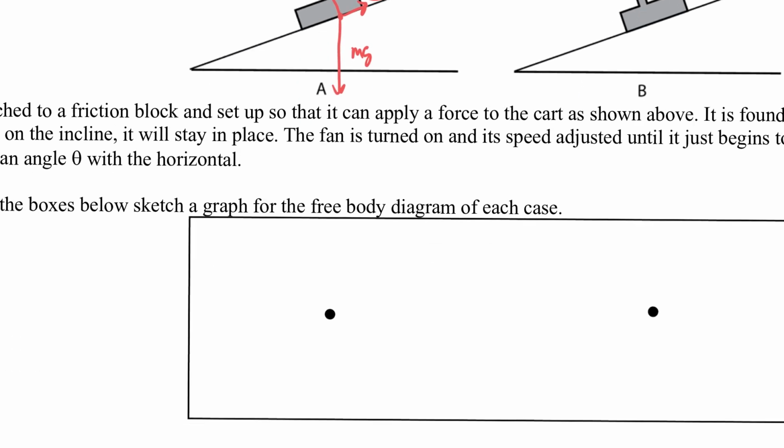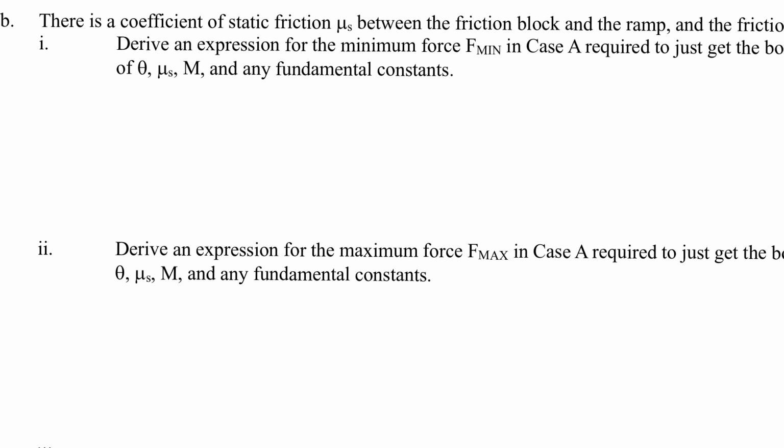So we've done enough problems that involve ramps that I think I can say the net force in the x direction is going to be set equal to 0. We're still trying to make sure the fan stays in place. And I'm going to make down the ramp positive, which means mg sine theta minus the static friction minus the force from the fan equals 0. Any questions?